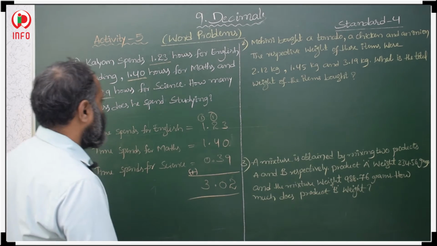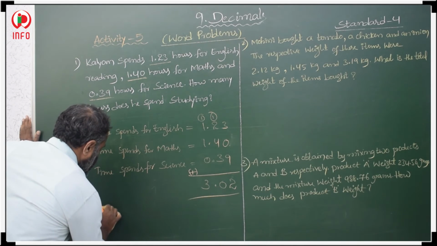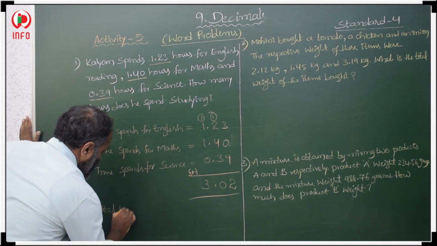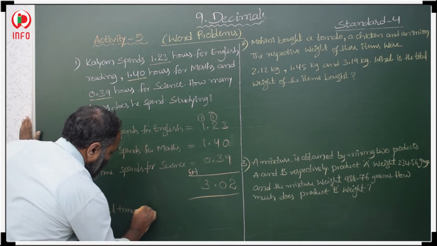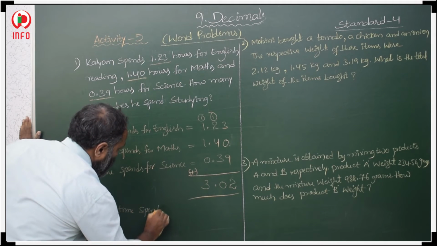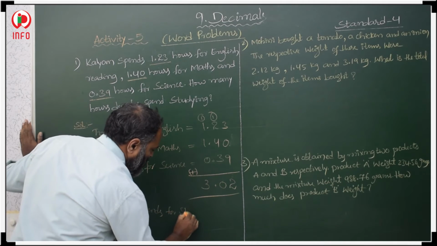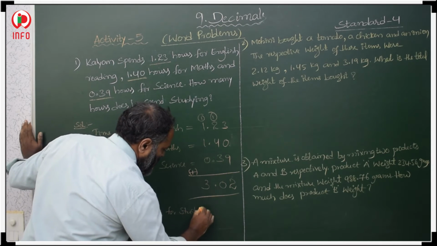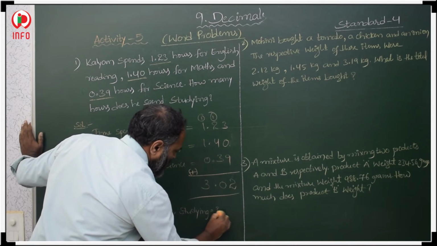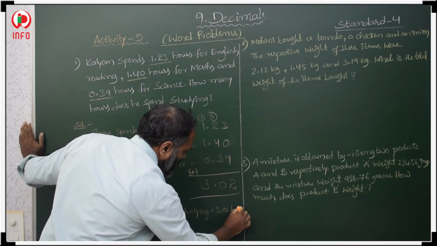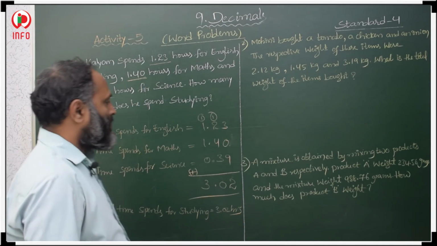Total time spent for studying is equal to 3.02 hours. This much time he spends.